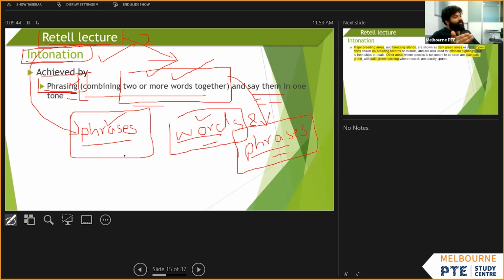What is the name of the topic we are discussing? Repeat sentence. Okay. Now, we are not saying it as "repeat... sentence." We are saying it together in one flow. "Repeat sentence." This is what phrasing means.